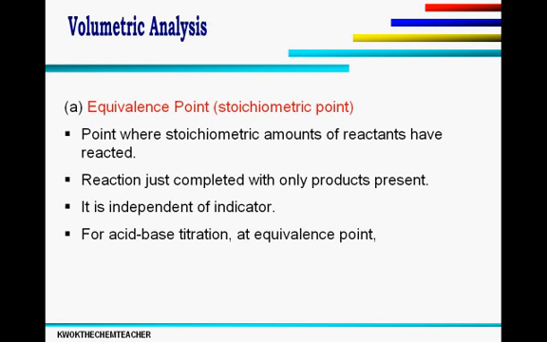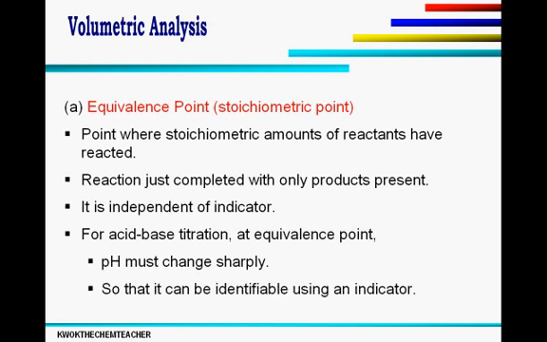For the acid-base titration at the equivalence point, the pH must change sharply so that it can be identifiable using an indicator. An indicator is used because the solutions in acid-base titrations are colorless, and we will need an indicator to tell us that the neutralization reaction has been completed.